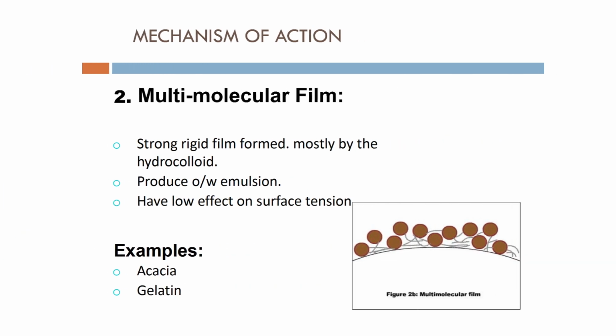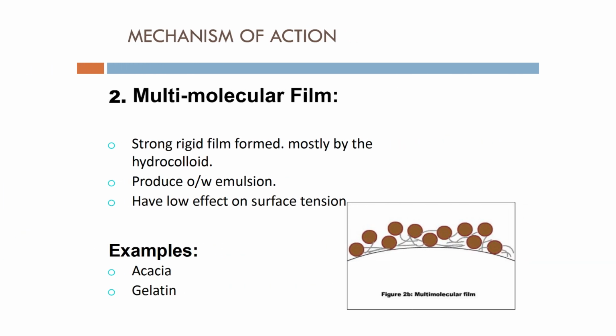Next, multimolecular films. These are strong, rigid films formed mostly by hydrocolloids. They typically produce OW emulsions. However, they have a low effect on actually lowering surface tension. Their main strength is forming a physical, gel-like barrier. Examples are acacia and gelatin. The figure on the slide, labeled 2b, illustrates this multimolecular film at the interface.